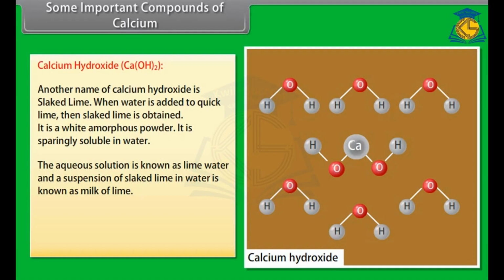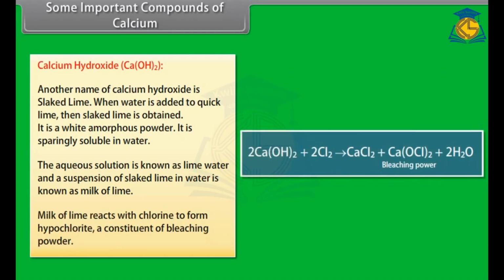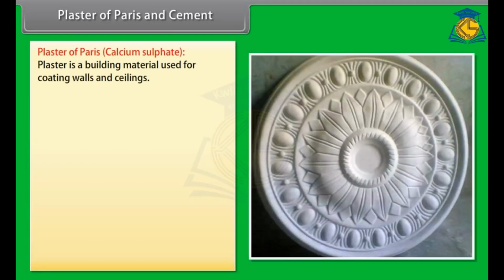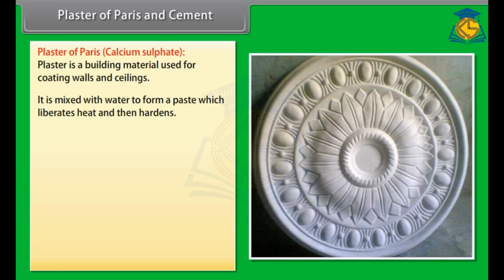Milk of lime reacts with chlorine to form hypochlorite, a constituent of bleaching powder, plaster of Paris and cement. Plaster of Paris, calcium sulfate. Plaster is a building material used for coating walls and ceilings. It is mixed with water to form a paste which liberates heat and then hardens. Plaster of Paris is produced by heating gypsum to about 150 degrees Celsius.